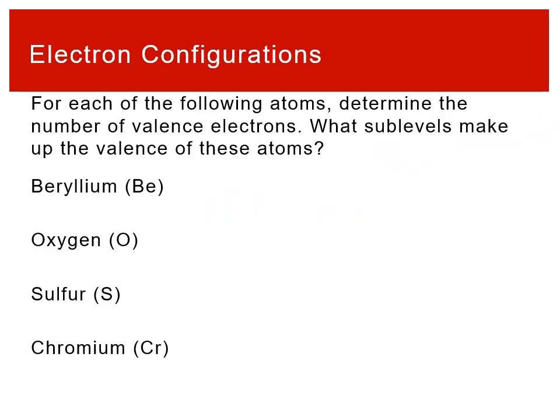So let's take a look at some examples here. For each of the following atoms, we want to determine the number of valence electrons and what sublevels make up the valence of these atoms. I have beryllium, oxygen, sulfur, and chromium. You will note this is not a random selection. These are the same ones we looked at in the last example. So if we want to figure out valence electrons, we want to start by figuring out what the electron configuration of the atom is. Once I have that, I can analyze it to figure out what the valence electrons are.